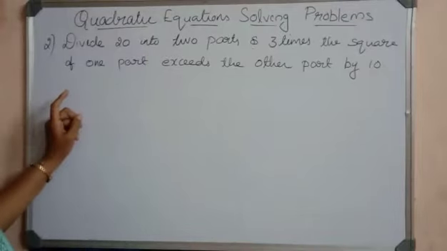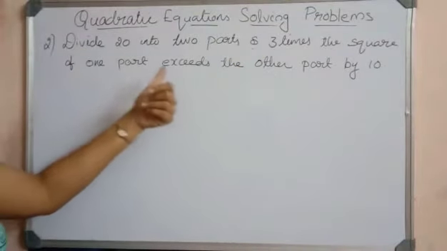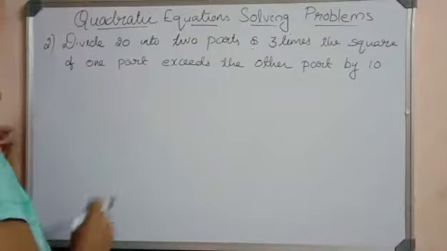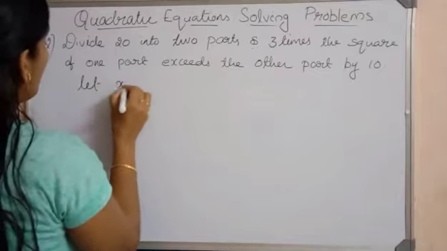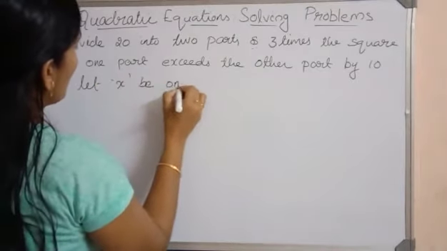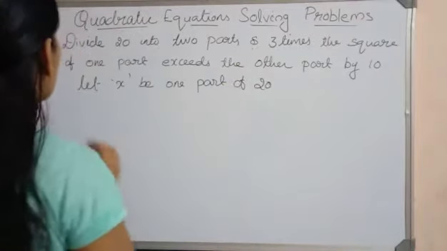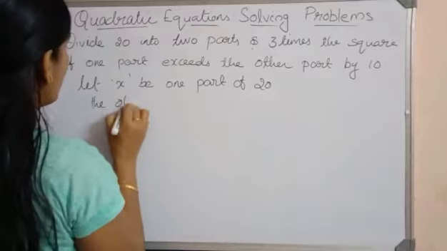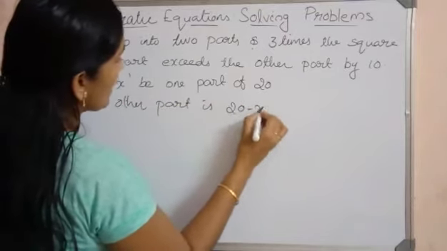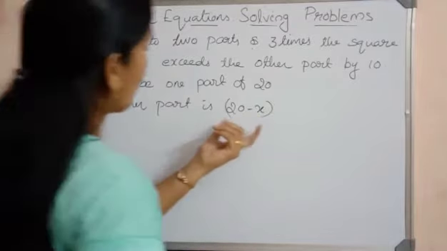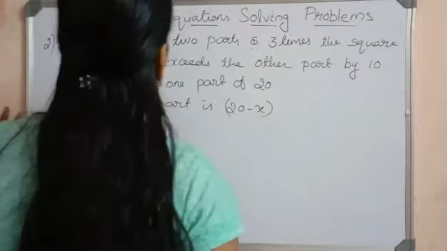Consider the second question. Divide 20 into two parts such that 3 times the square of one part exceeds the other part by 10. Here, divide 20 into two parts. So let's consider, let x be one part of 20. Therefore the other part is 20 minus x. So totally we have 20. 20 is divided into two parts. One part is x and the other part is 20 minus x.